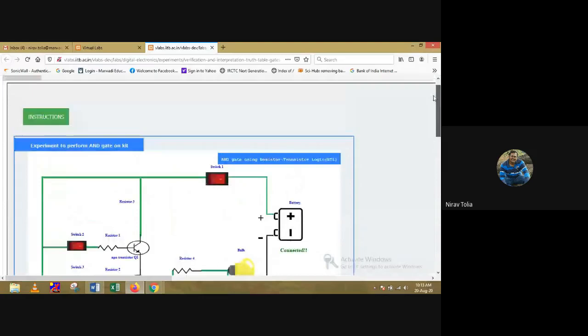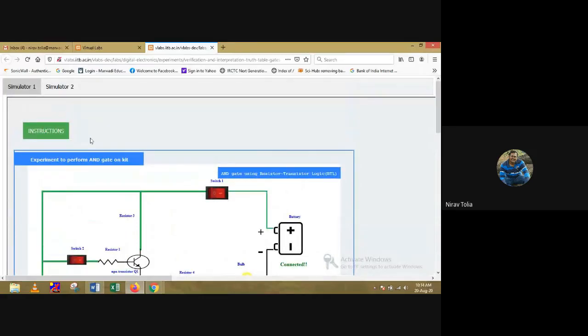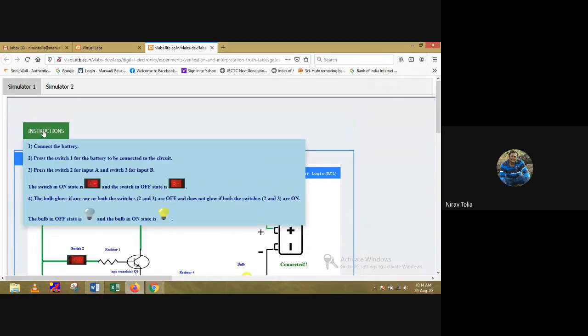Okay, so this is the simulator one. Again, if someone doesn't know how to work, the instructions are given on how we have to perform. So this is the instruction. First we have to connect the battery. How can we connect the battery? We have to double click on the battery, and it will be connected.